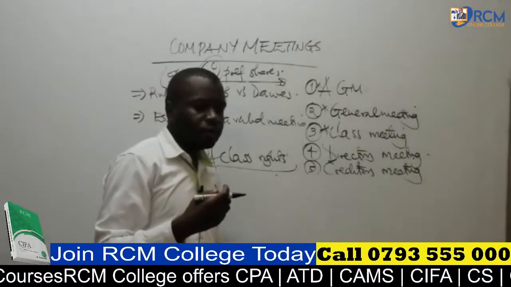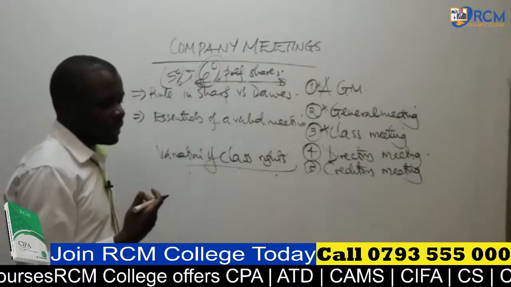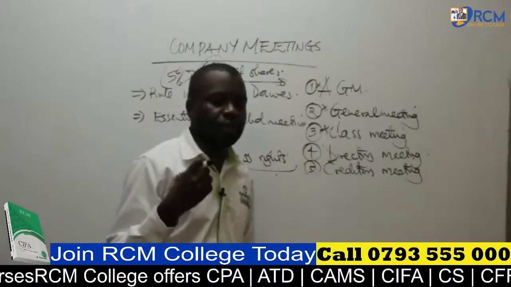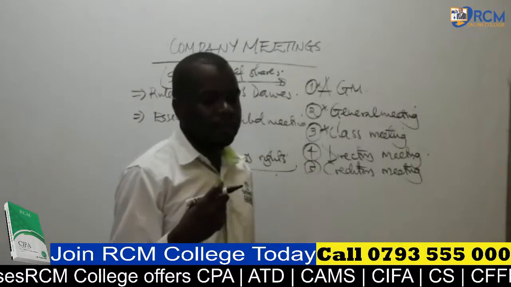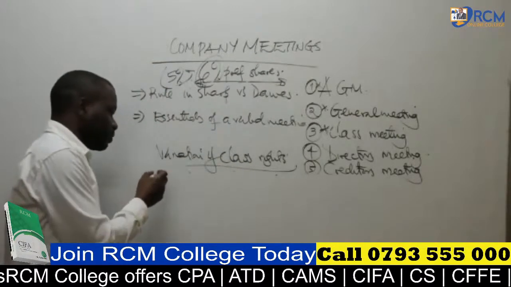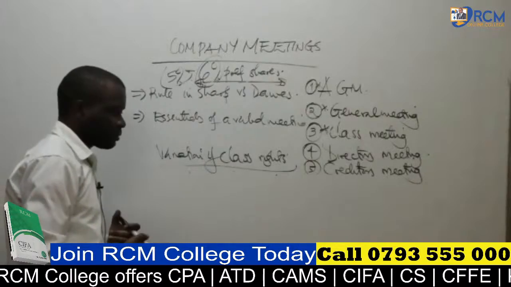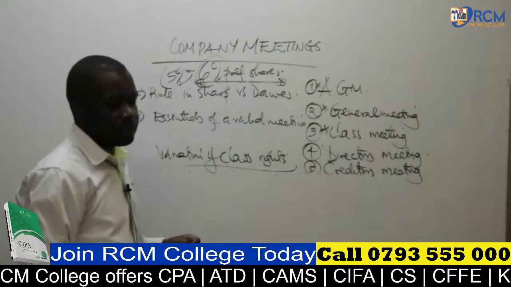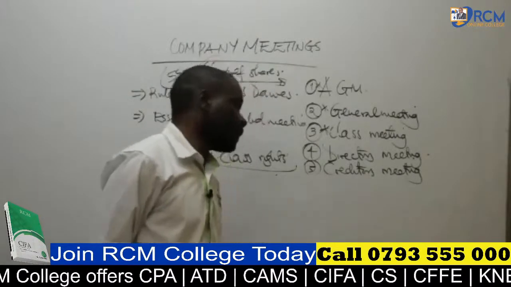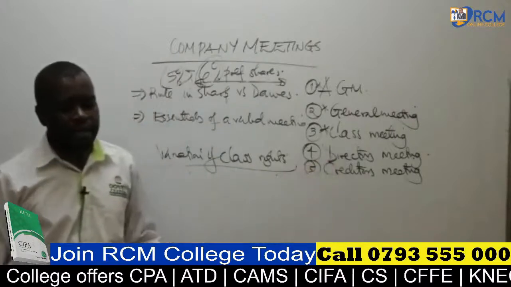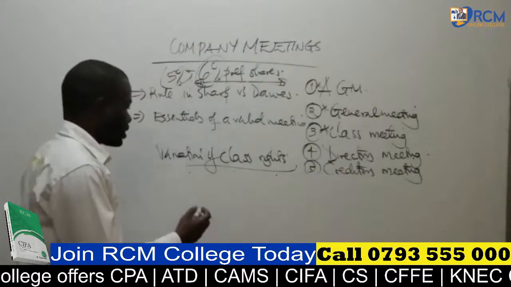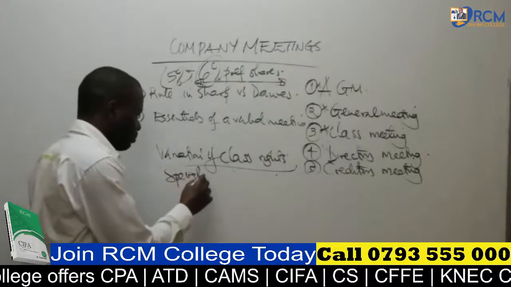When you're talking about, for example, the voting rights of ordinary shareholders in the company, if these rights are to be varied by the company, it can only be approved by members of that class of shares. They must be able to approve it before the company can proceed to vary the rights of that class of shares. So the members of that class of shares will convene a class meeting, and at that meeting, they'll pass what we call a special resolution.